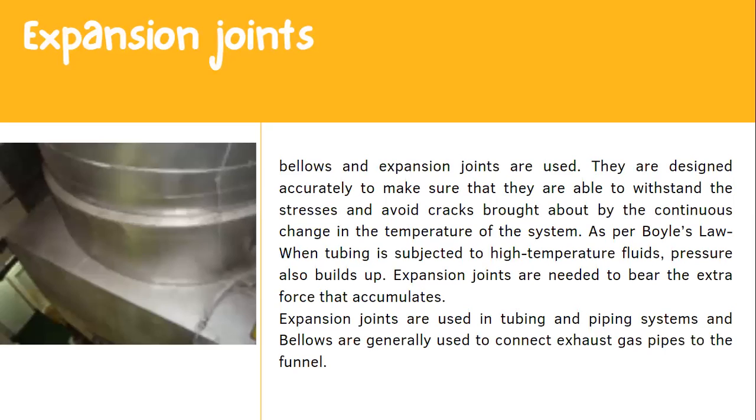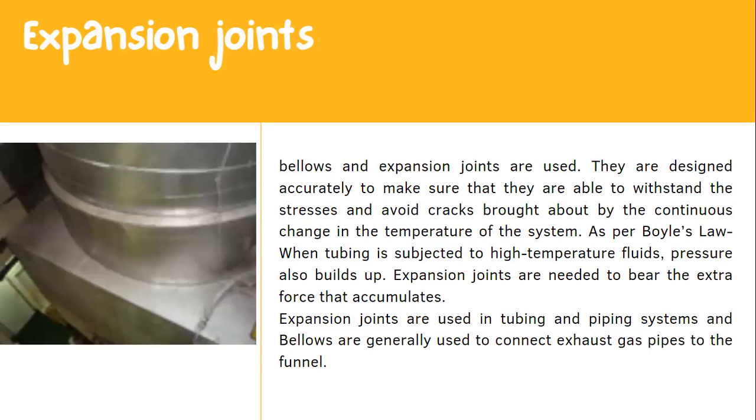So lastly, the expansion joints. Bellows and expansion joints are used. They are designed accurately to make sure that they are able to withstand the stresses and avoid cracks brought about by the continuous change in the temperature of the system. So the expansion joints are what prevent our system from cracking or leaking.